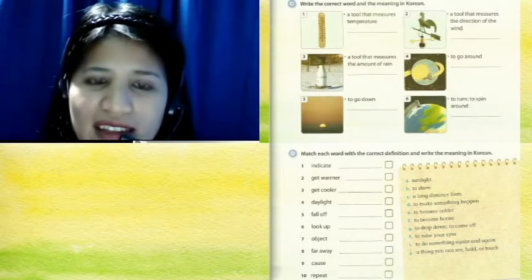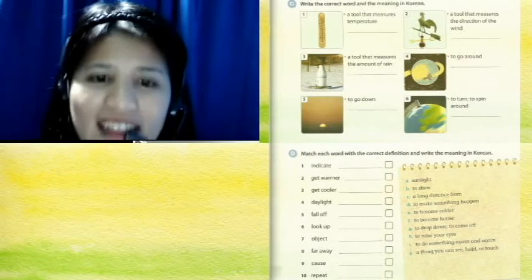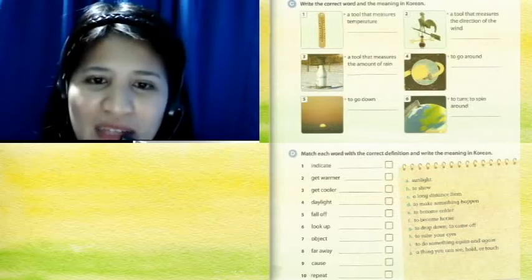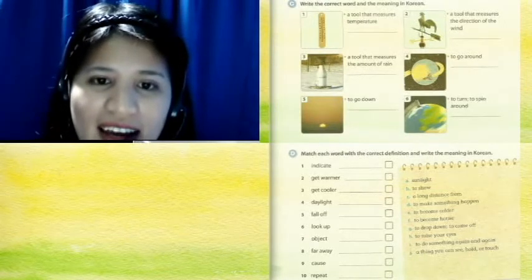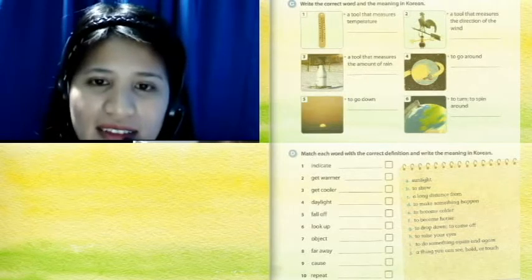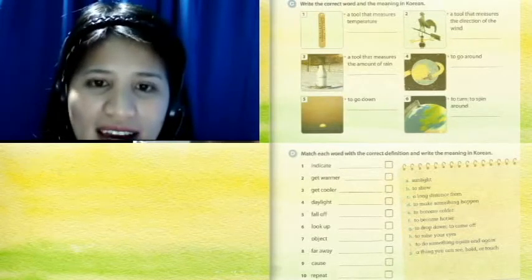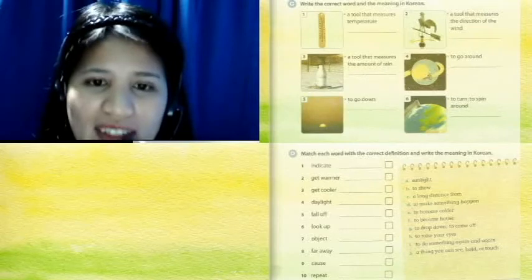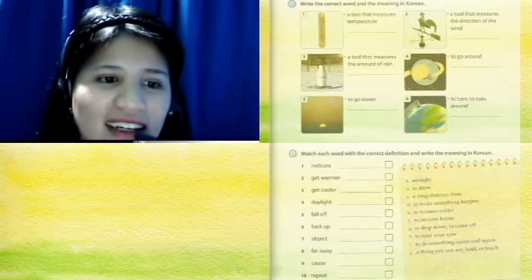And this one, what do you call this one? Wind vane. You read the meaning of wind vane. A tool that measures the direction of the wind. And so this is what we call a wind vane.